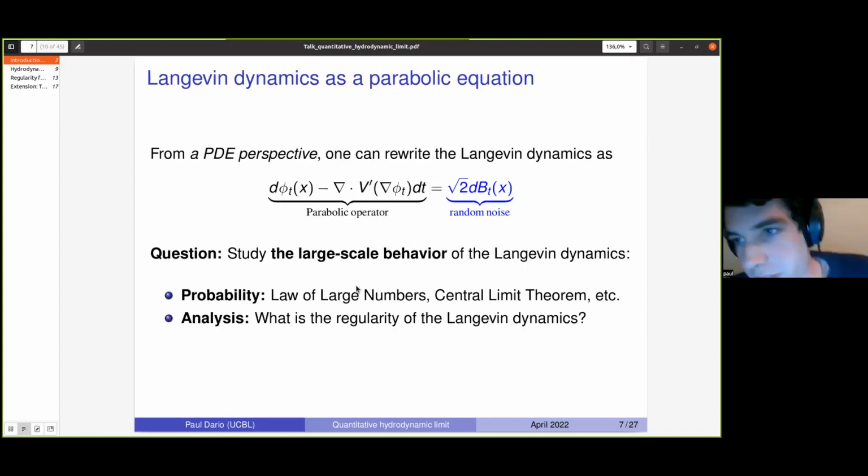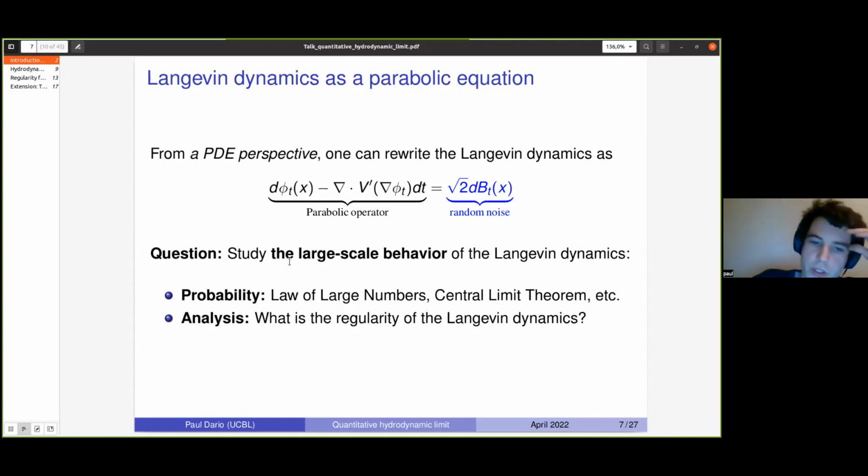Okay, so now how are we going to study this system? I come a bit from analysis, and I ended up doing probability, but I try to look at it from a PDE perspective. From a PDE perspective, I want to study this Langevin dynamics, and I'm going to rewrite it as follows. It's d phi t, which I think of as a derivative with respect to time, minus divergence v prime gradient of phi, which is a parabolic operator. And this is equal to a random noise. And then you try to study what is the large scale behavior of the Langevin dynamics.